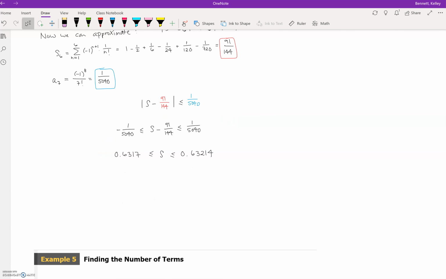Later, we'll see through other testing methods, I think in 9.6 possibly, that the real value is e minus 1 over e, which is approximately 0.63212.